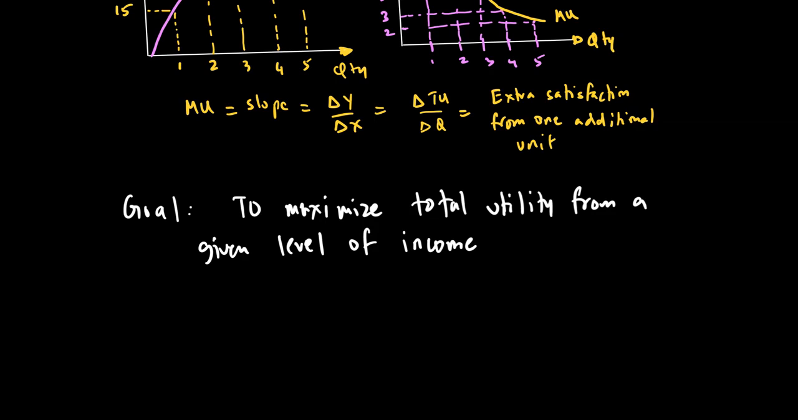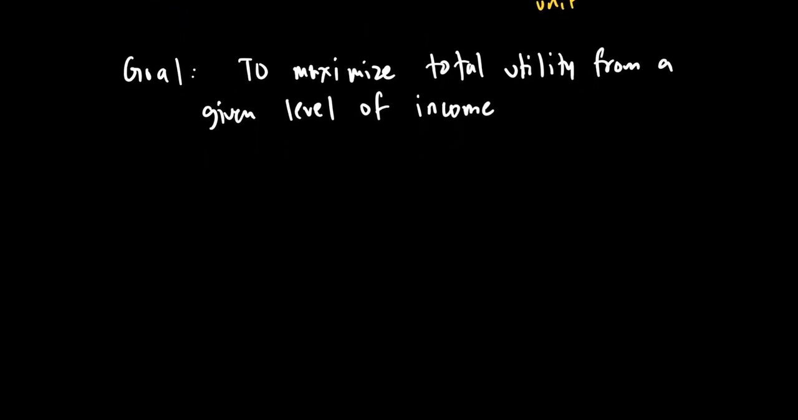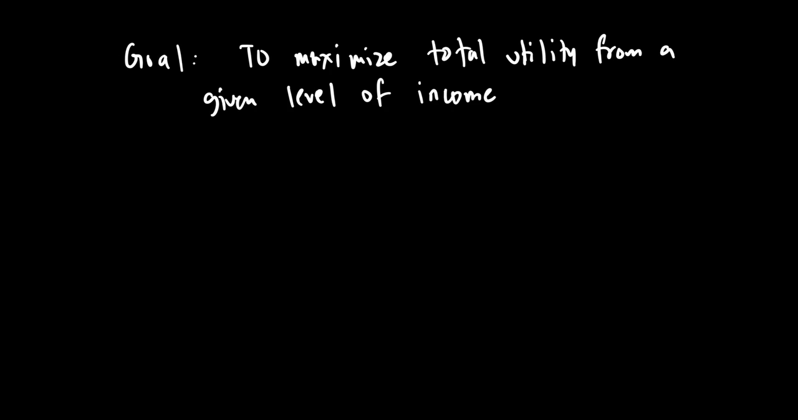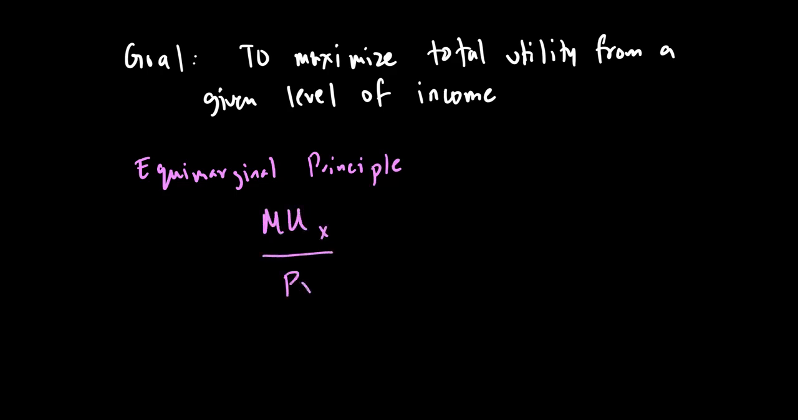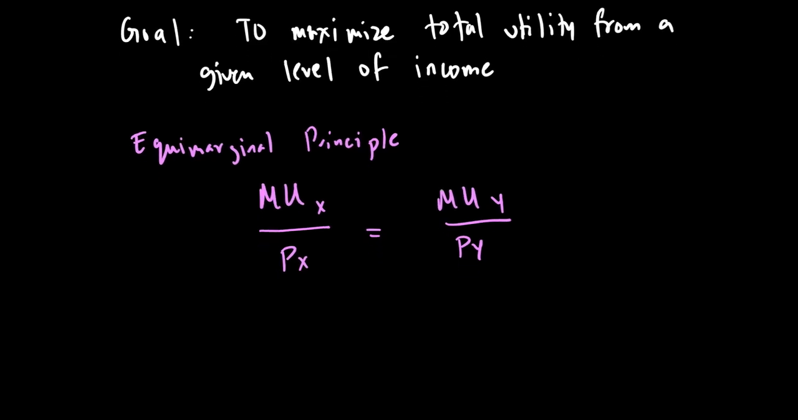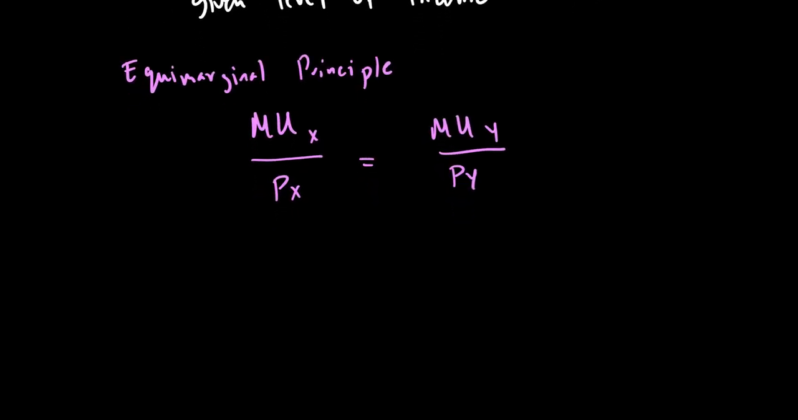And the way a consumer maximizes total utility, or total satisfaction, is through what we call the equi-marginal principle. This principle simply says that the MU you get from, let's say, good X over the price of good X must equal MU of good Y over price of good Y. If this principle holds true, we are making sure that each and every dollar we spend is spent in a manner that maximizes our total utility.